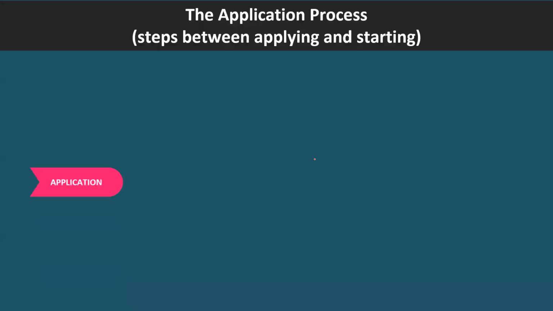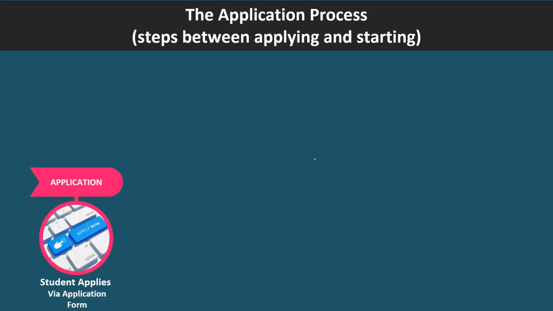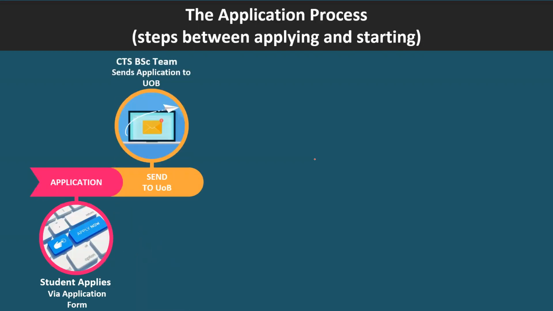In terms of the application process, the steps between applying and starting. So of course, the process begins with you applying. You get interested in the program, you say this is something I want to do, and then you apply. Right. So that's your first step. The student applies via the application form, they supply their documents. We now would send it to the university.